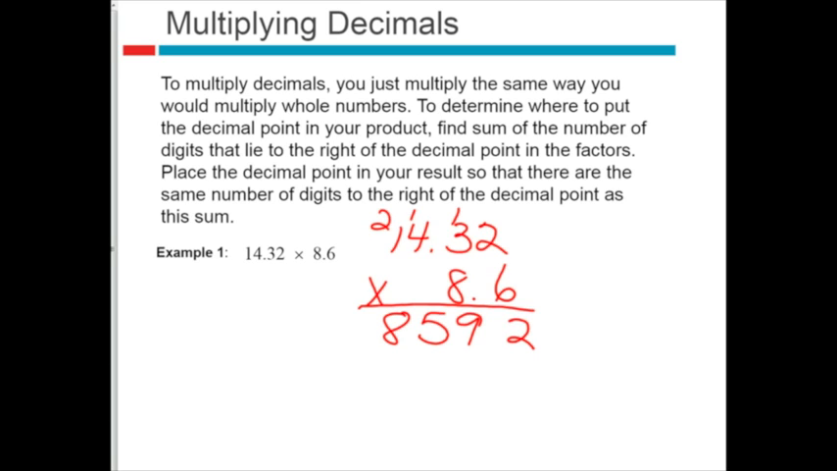Now we have to multiply the 8 times the 2, which will give me 16. Carry the 1. 8 times 3 is 24, and 1 is 25. Carry the 2. 8 times 4 is 32, plus 2 is 34. And we carry the 3. 8 times 1 is 8, plus 3 is 11.